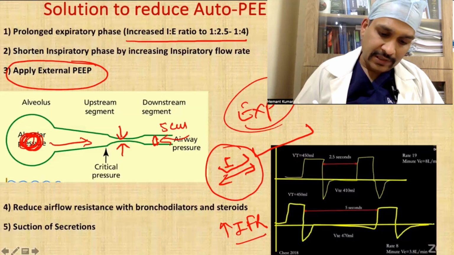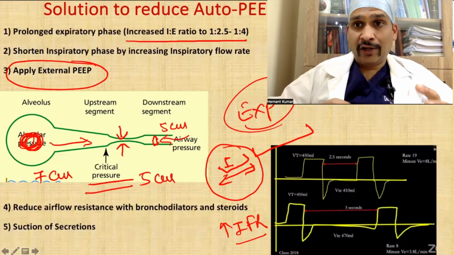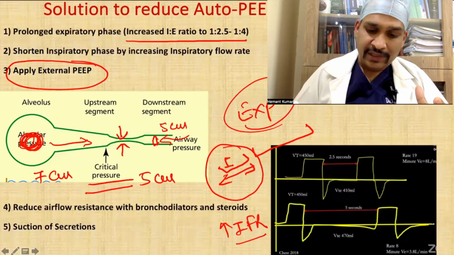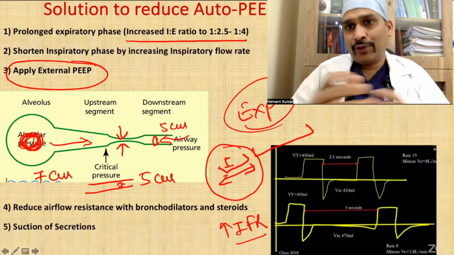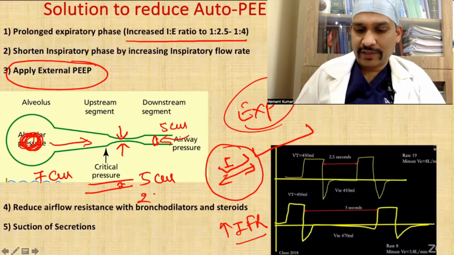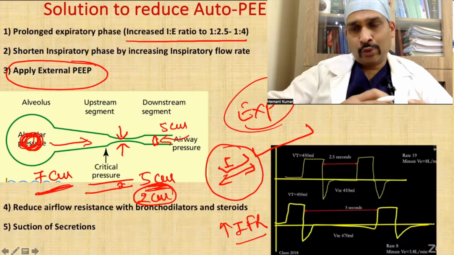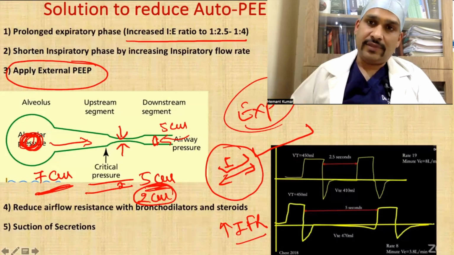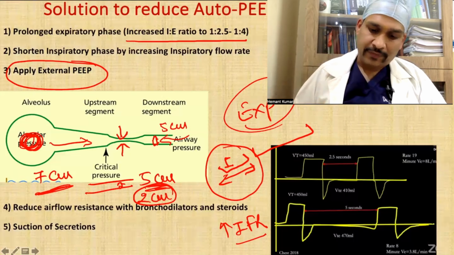Auto PEEP is, say for example, 7 centimeters, and we are giving pressure of 5. So at the end of expiration, the airway pressure is 5, so it stays open. The auto PEEP will get reduced to 2 centimeters, because 7 centimeters here is balanced by 5 centimeters here. So only 2 centimeters will remain. So this is how external PEEP can reduce auto PEEP.